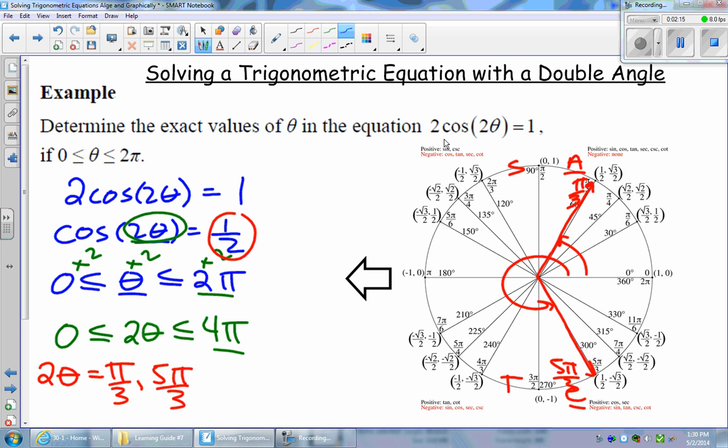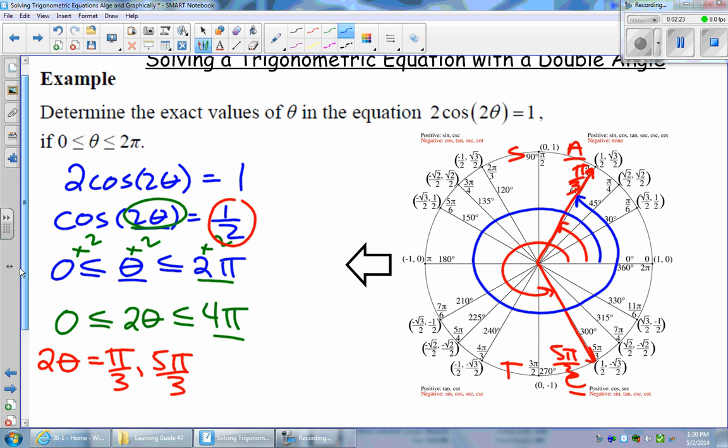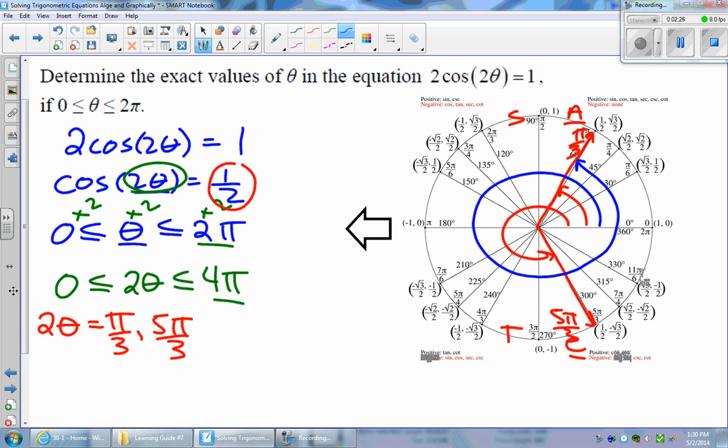So for example, for the first solution, pi over 3, I not only need to consider one rotation, but a second. So to get that rotation, remember the idea of coterminal angles. They share the same terminal arm. To get a coterminal angle, you add another rotation, which is 2 pi in this case. So looking at my fractions here, the next solution is going to be 7 pi over 3. Okay, so that's the next solution here for that second rotation.